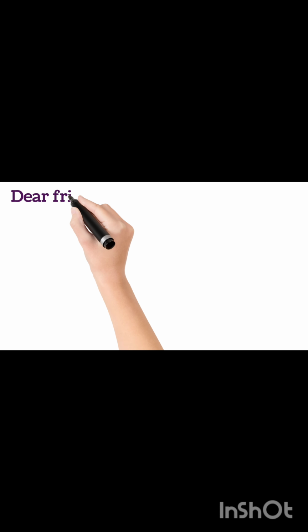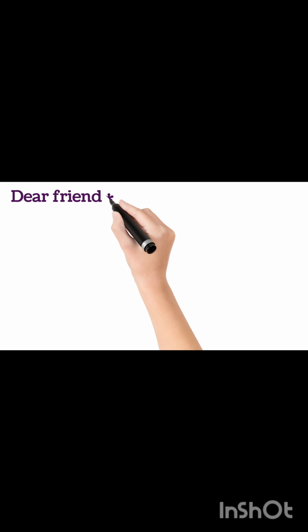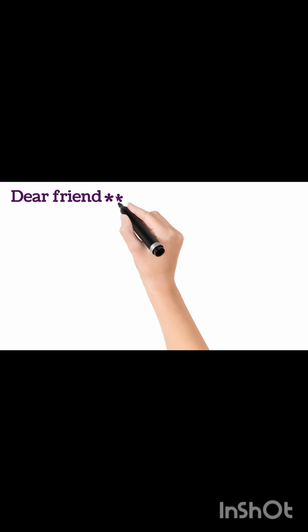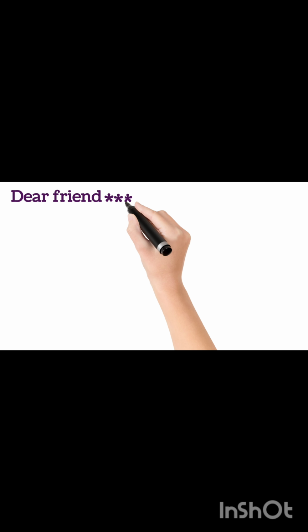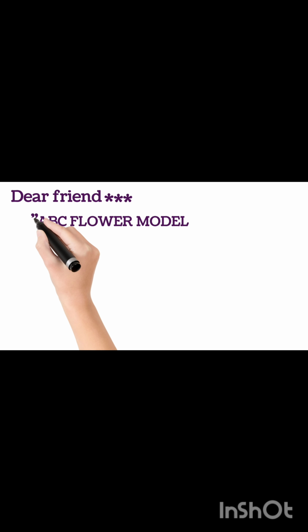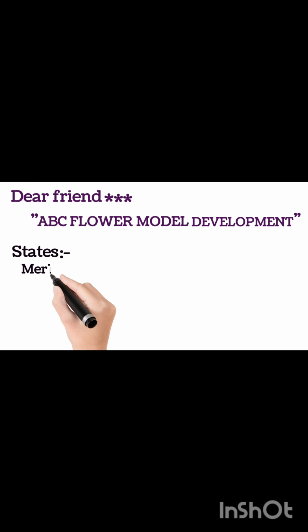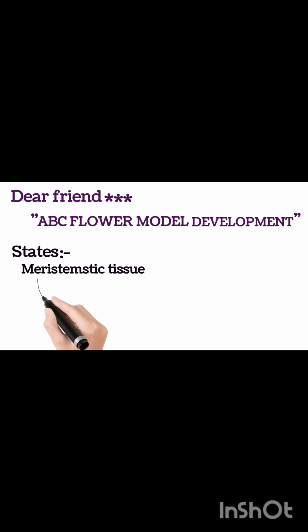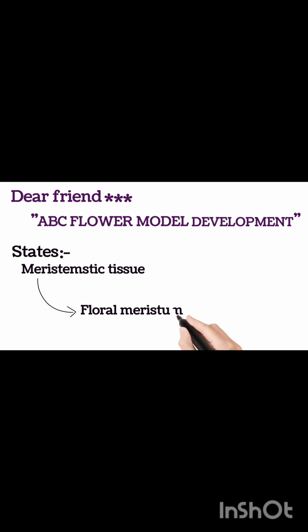Dear friends, here we are going to provide you a clear and detailed description about one more important topic, namely ABC flower model development. This model states how meristematic tissue gets changed into flower. Or we can say it states that a plant has well-defined meristematic tissue, how it gets converted into floral meristem, then flower meristem later on forms a well-defined flower, or we can say reproductive structure.